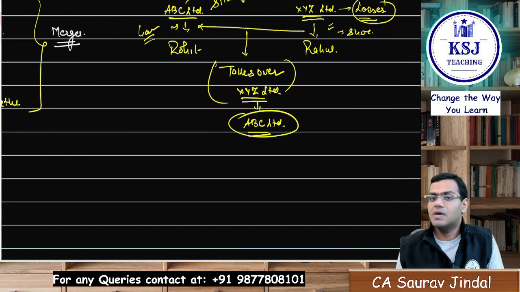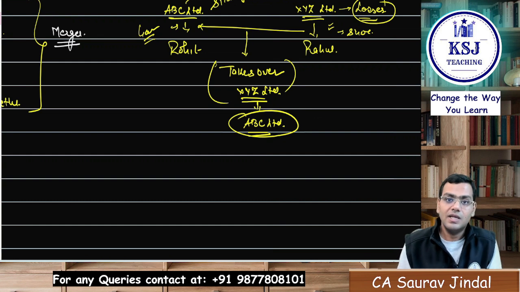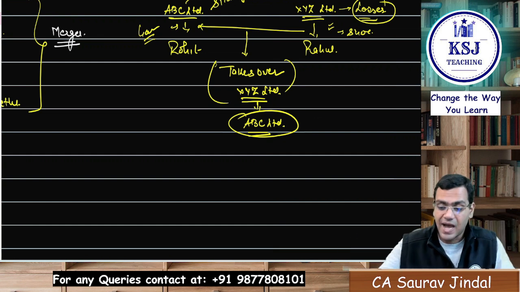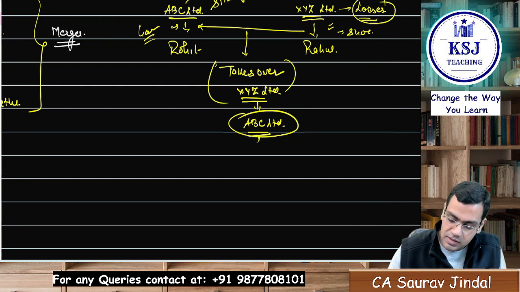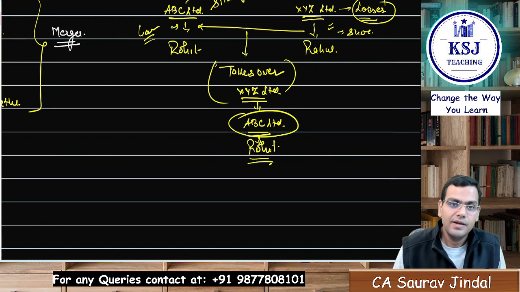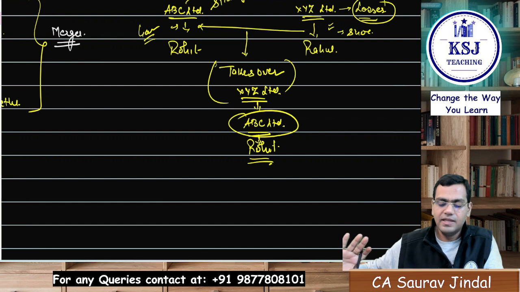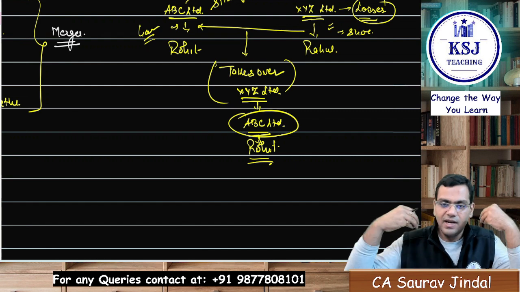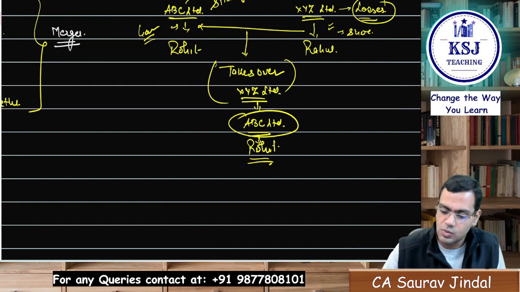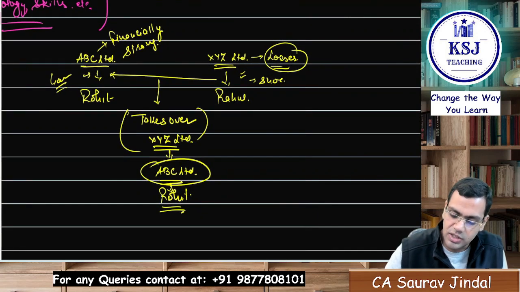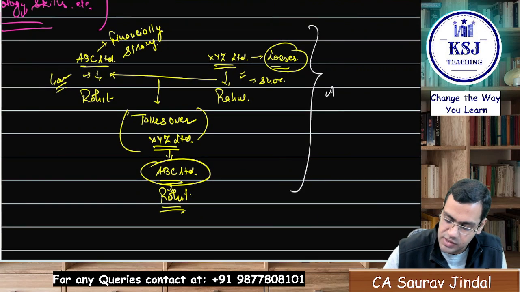Now it is not a merger. What Rohit is doing here is not merging with XYZ Limited. He is taking over. He is buying XYZ Limited. Now this company will be run by Rohit and company only. Rahul will have no play in this. Rahul has given everything to Rohit now. This is what is known as acquisition.